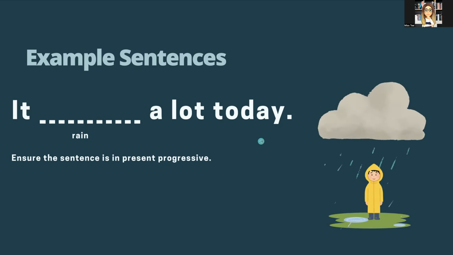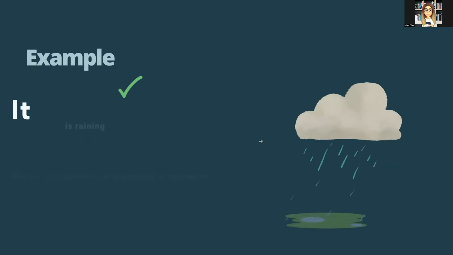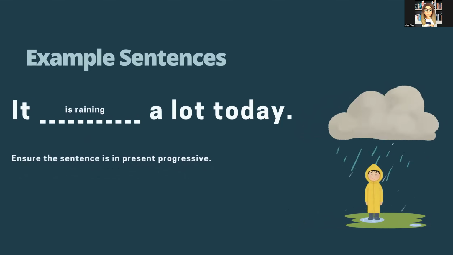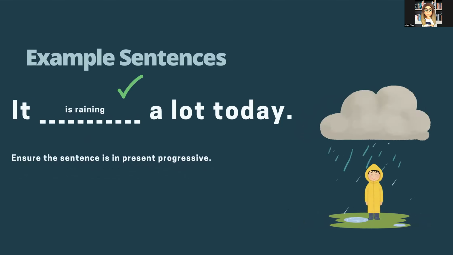Let's see, what is it? It is raining a lot today. So is good for the third person singular. It is singular. So that's the best form of be. Then we have the verb rain plus ing to make it progressive, raining. So that's present progressive.